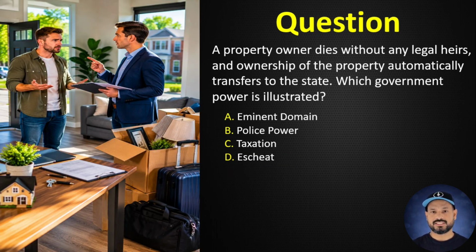Question number 47. A property owner dies without any legal heirs, and ownership of the property automatically transfers to the state. Which government power is illustrated? Police power. C, taxation. D, escheat. Correct answer, D, escheat. Escheat transfers ownership of property to the state when no lawful heirs exist.